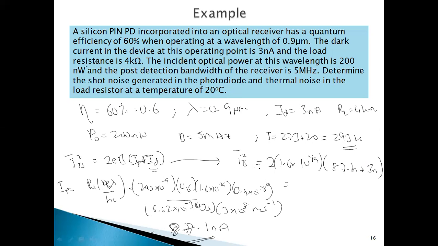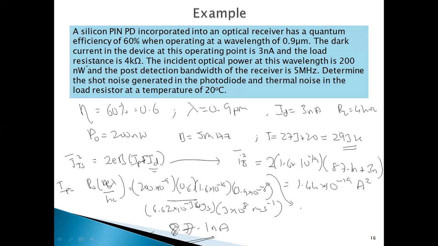And if we calculate this, your answer for the mean square value of shot noise is 1.44 times 10 to the negative 19. So this is in units of ampere squared, yeah, because what we have here is the mean square value. So that's why the current is ampere squared. So to find the shot noise current, simply we find the square root of this.